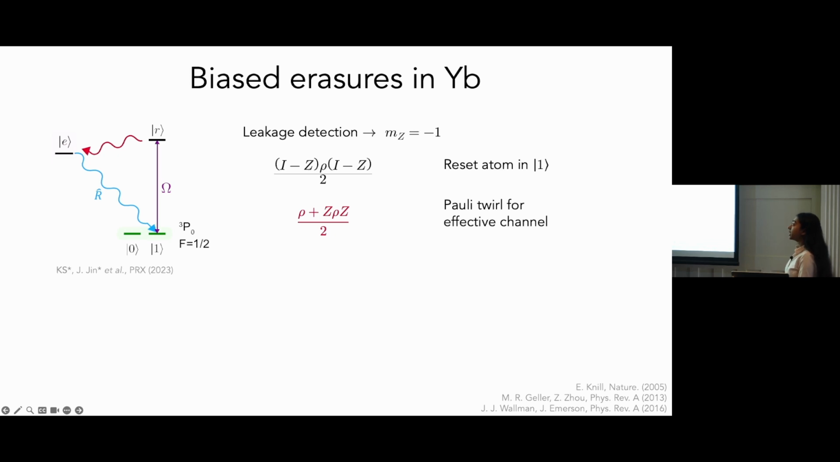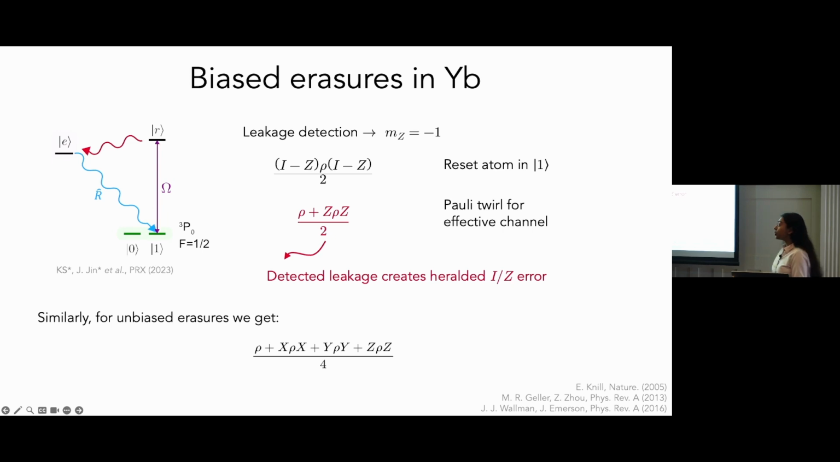And what this means is that whenever you detect leakage or detect population in the set of external states E, what you're doing is you're applying identity with 50% probability, or you're applying Z errors with 50% probability. And so this is our biased erasure noise model. And using a similar kind of working, we can show that if you have unbiased erasures, where you have leakage that is detected from either 0 or 1, you get this kind of depolarizing noise, where you have 25% probability of I, X, Y, or Z individually. And so this establishes a difference between biased erasures and erasures.